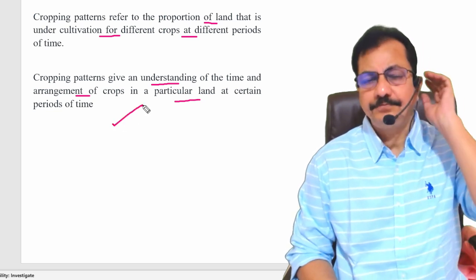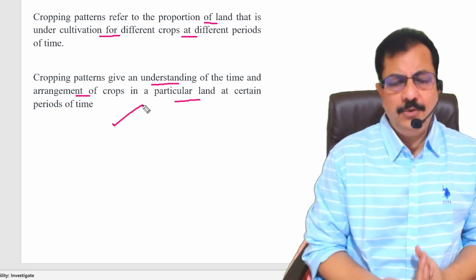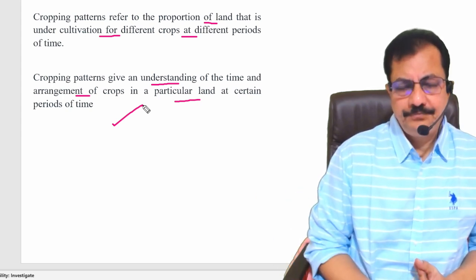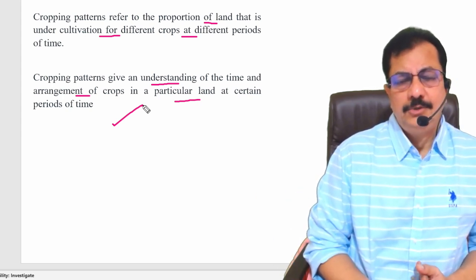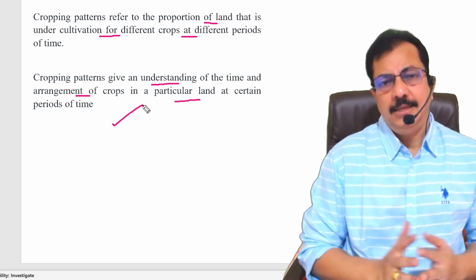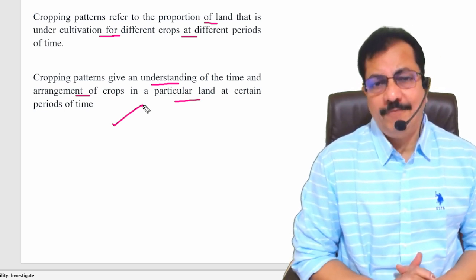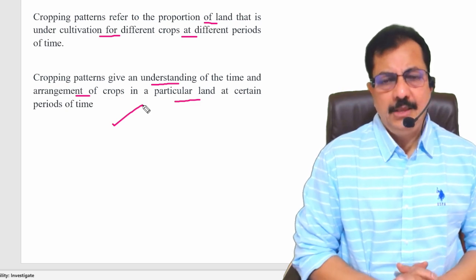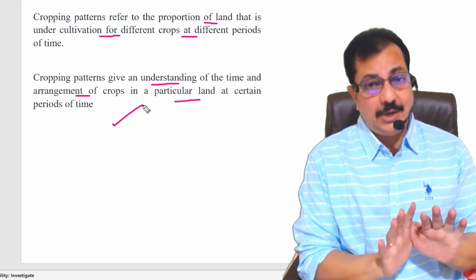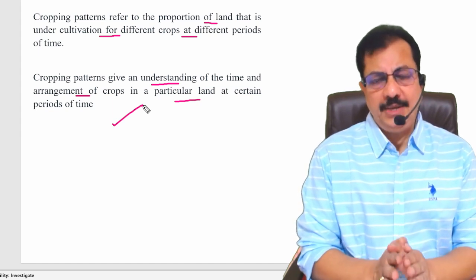So this will give an understanding of the time and arrangement of crops in a particular land at a certain period of time. That is the reason why, before the monsoon, the land is plowed. Clear? And once the monsoons set in, the seeds are sown, and the farmers get ready.